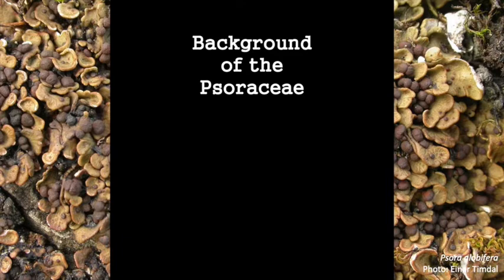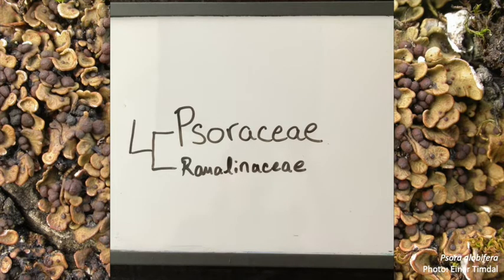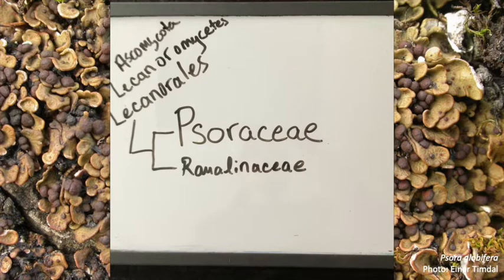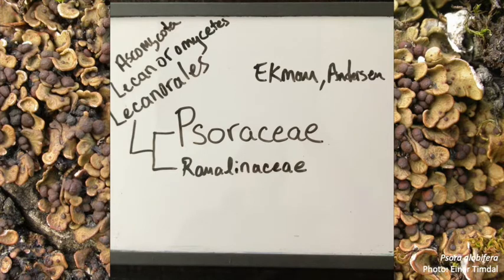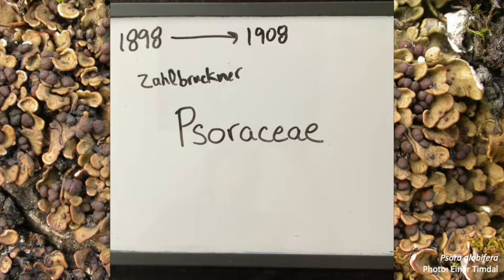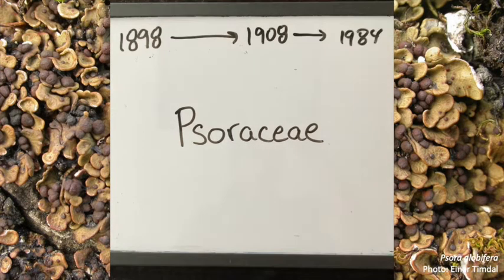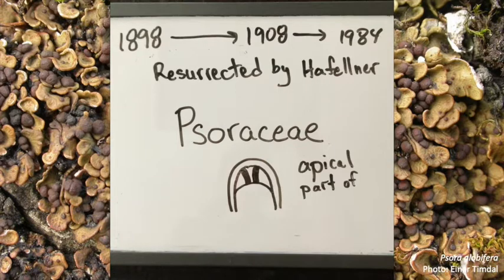So here is some background on the Psoraceae. The Psoraceae is established as the sister to Ramalinaceae, at least it has been shown by other people multiple times, in the Lecanorales, the Lichenomycetes in Ascomycota. The family was first described by Zaltbruckner in 1898. He later synonymized the family with Lichenology and then resurrected. The family was resurrected by Halffelder in 1984, and he based it on the apical apparatus of the ascus.